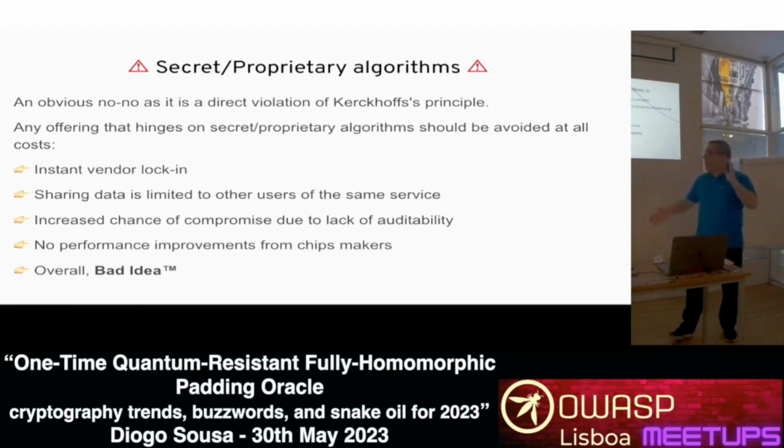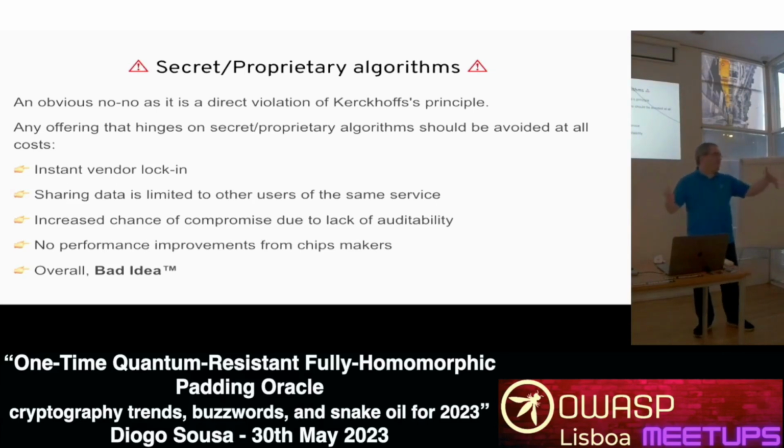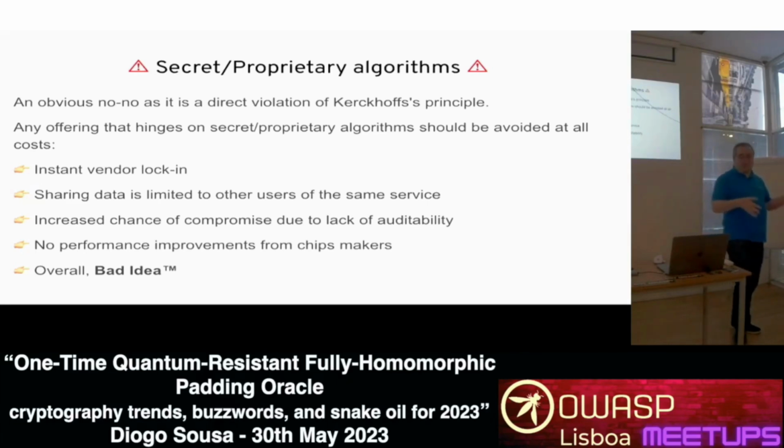It's really odd. So basically, here are two alert signs of something. If someone is pitching you something that is not good, here's what you should be looking for. First one, secret proprietary algorithms. This is an obvious no-no because it's a violation of Kerckhoffs's principle. That outright should exclude all of this. So any offerings that hinge on secret proprietary algorithms should be avoided at all costs.